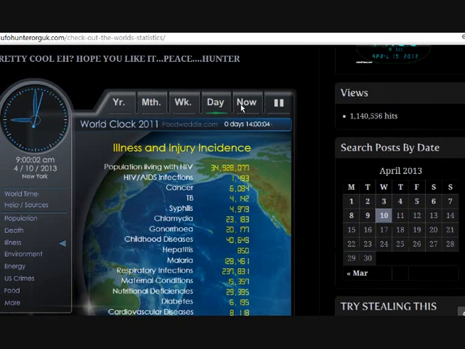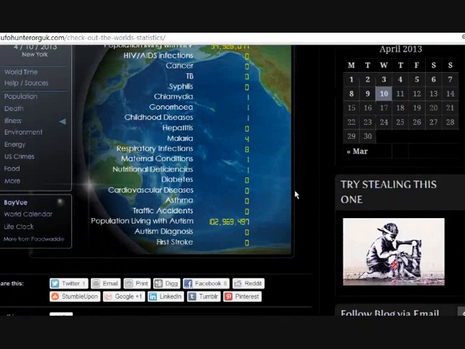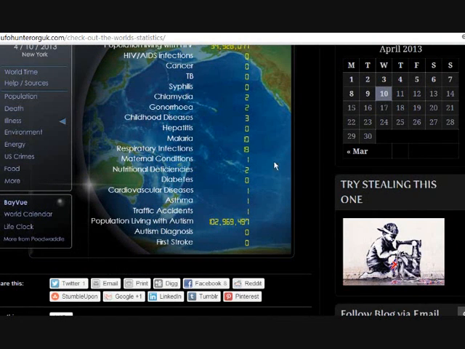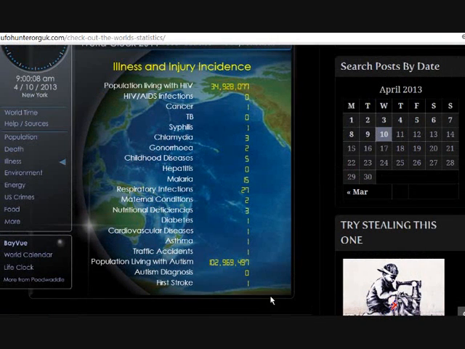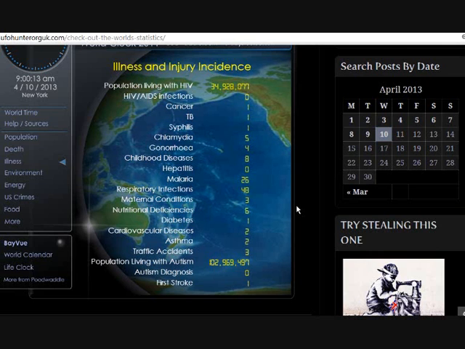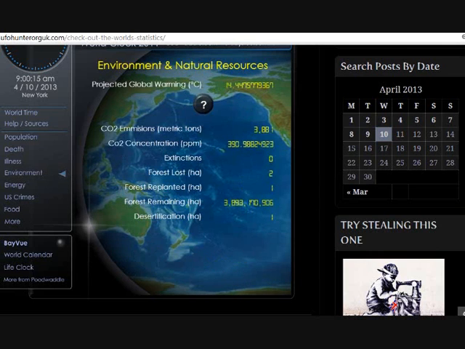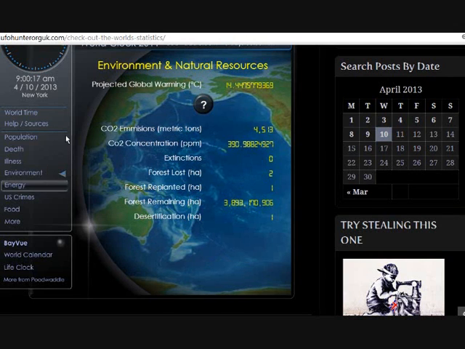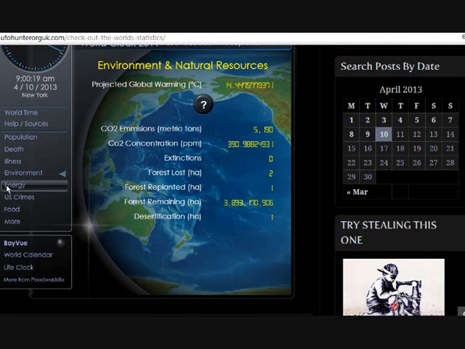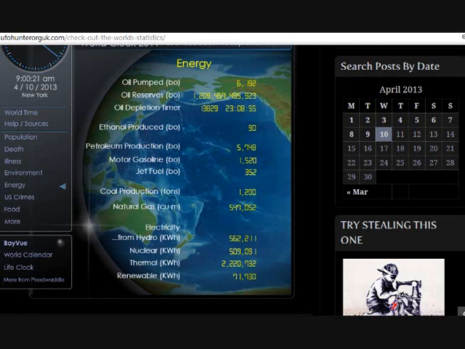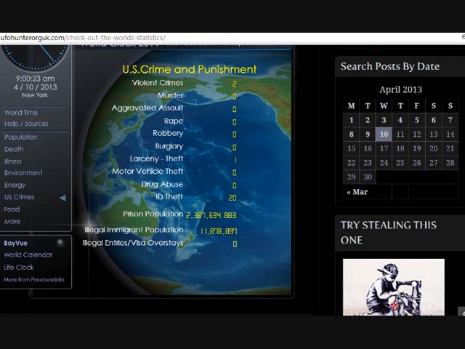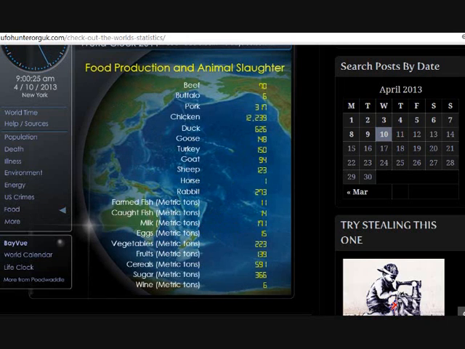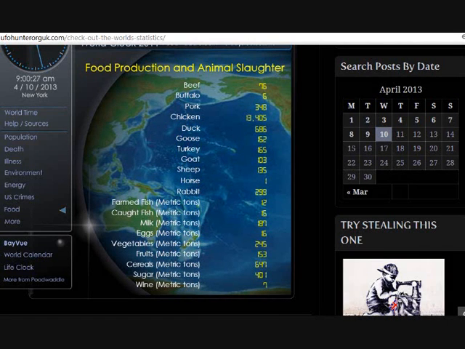Let's go back to now. You can see, when I go to now, it's still the highest rising one. Really scary. Let's have a look at environment. They've got an environment breakdown, natural resources. You've got energy as well, US crimes, and also you can have a look at food production and animal slaughter.